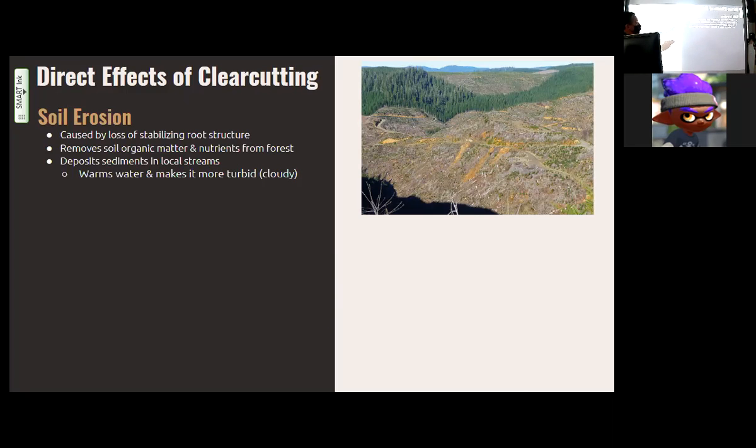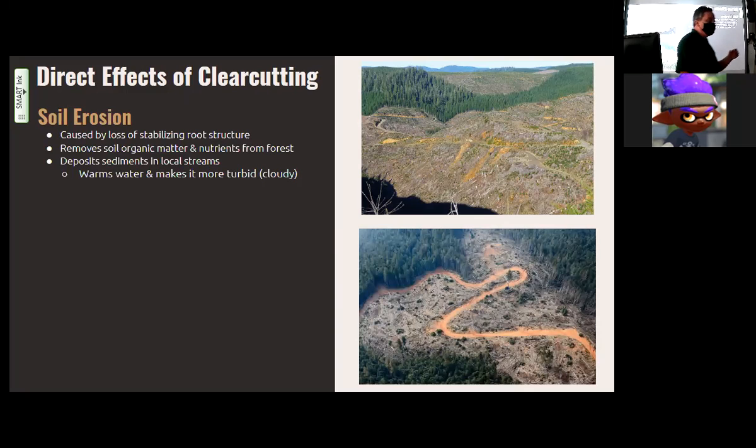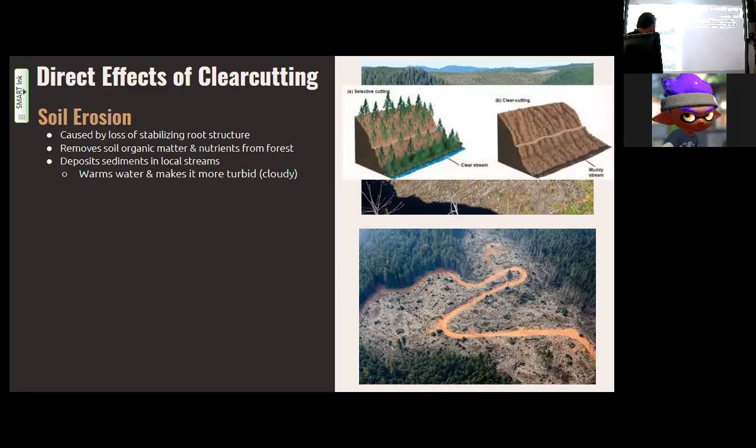It's going to help recycle the organic matter, the nutrients. It lets sediments go into local streams. One of the trick questions they always love to ask on the AP test is, what is the most common pollutant in freshwater rivers? The answer is soil, particles, dirt, because of this erosion from cutting down trees and things like that. So it makes the water warm, makes it more cloudy, completely changes the ecosystem.